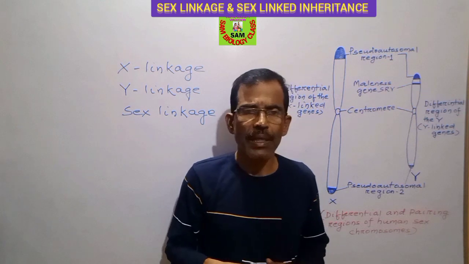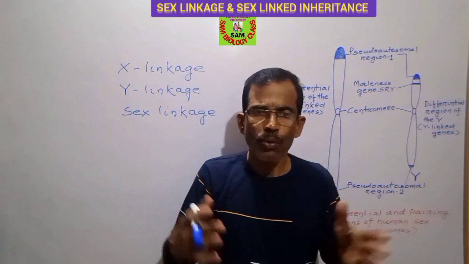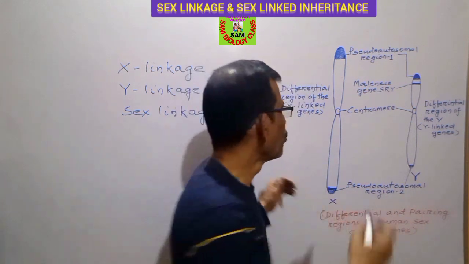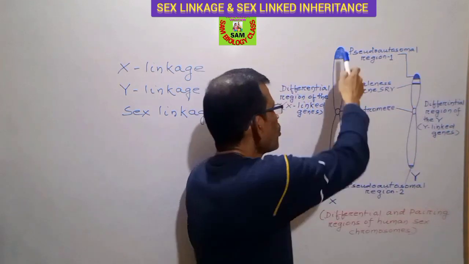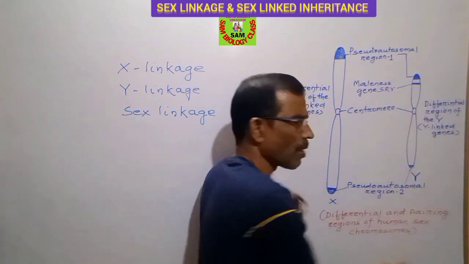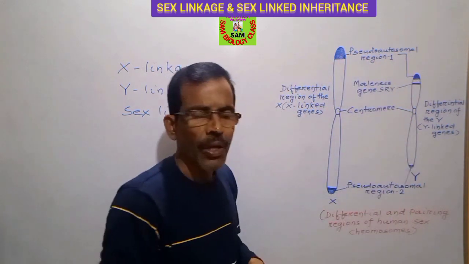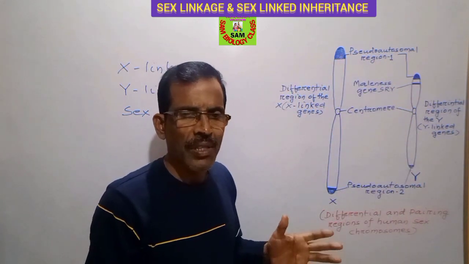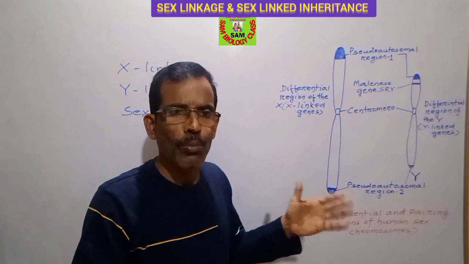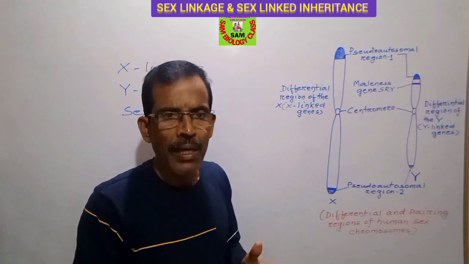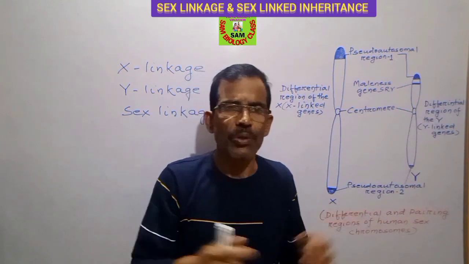Today we shall discuss sex linkage and sex-linked inheritance. X and Y chromosomes can be divided into homologous regions and differential regions. Homologous regions contain DNA sequences that are substantially similar on both sex chromosomes, whereas the differential regions contain genes which have no corresponding allele on the other sex chromosome. Hence, in male, the genes in the differential region are said to be hemizygous.